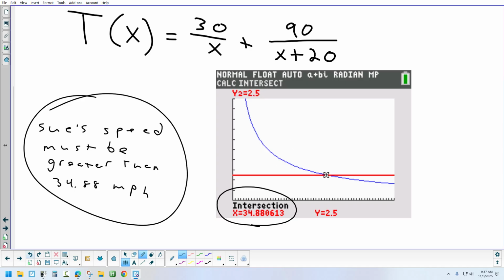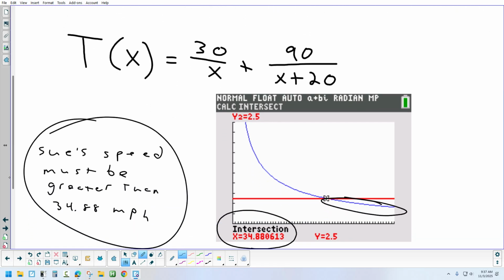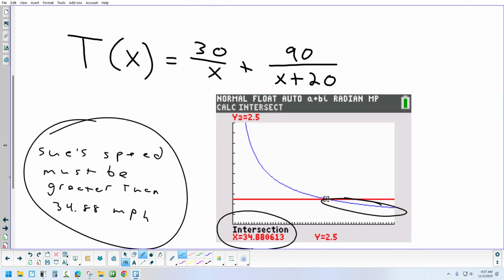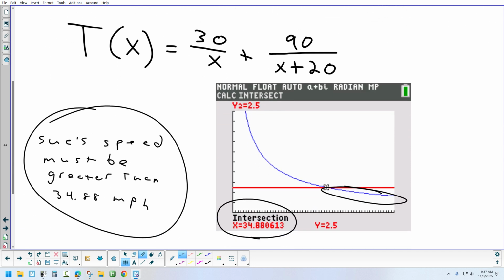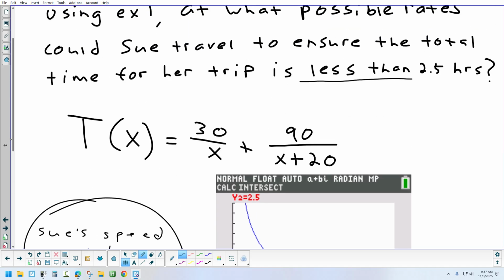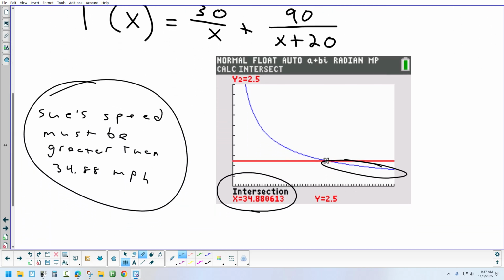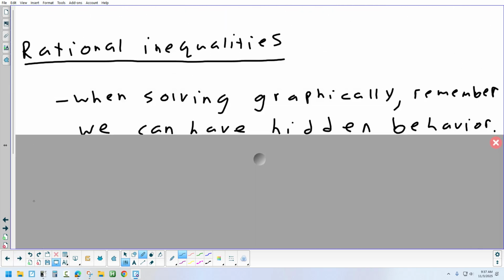We want Sue to be somewhere on this part. Now, we also said greater than 34.88. That's exactly what it should be. If this question said, what speed does Sue have to travel at to complete the trip in 2.5 hours or less, what would change about how I wrote that? It would have been greater than or equal to 34.88. But it didn't say 2.5 hours or less. It said less than 2.5 hours. So you just have to read it carefully to know what inequality symbol you need to use.